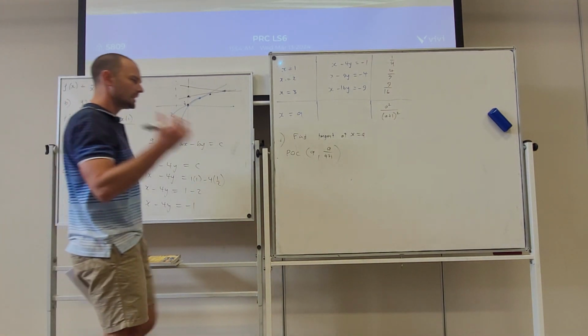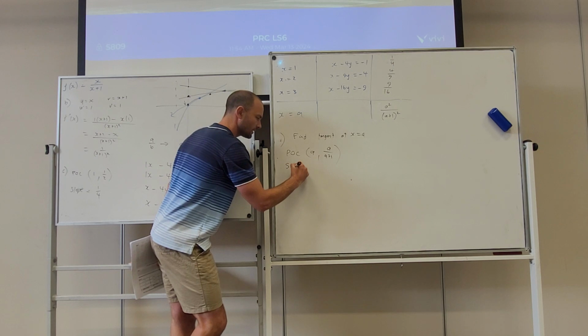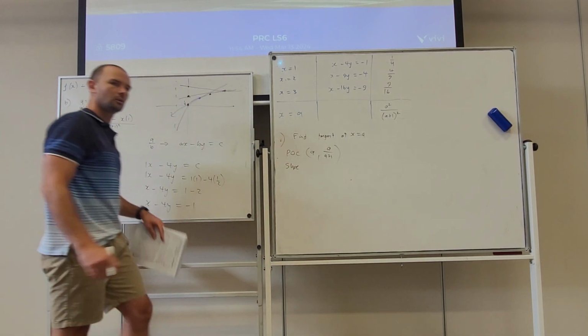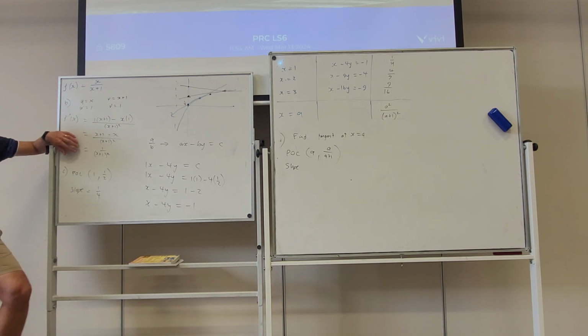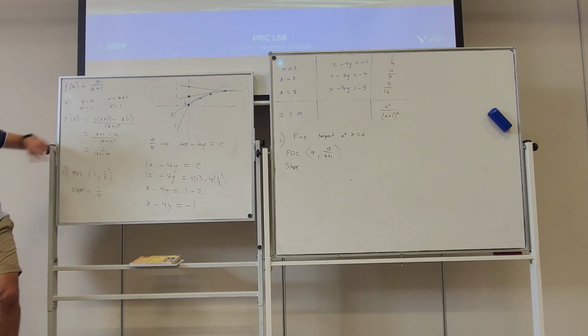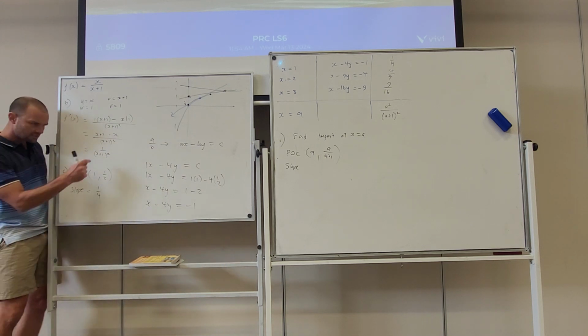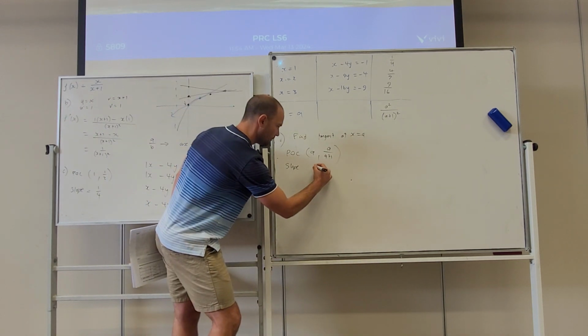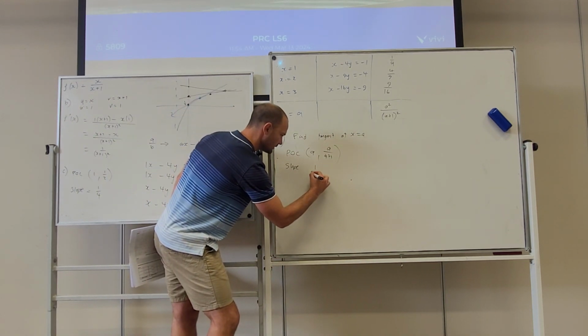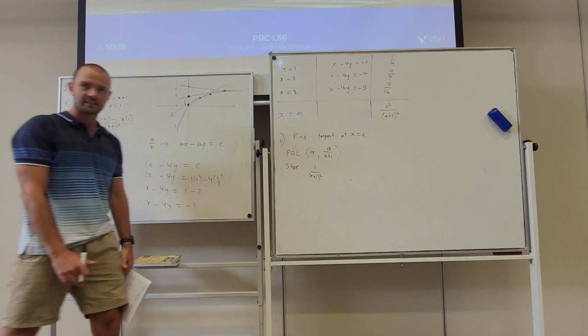Okay, next we need the slope. Now we've already found the slope formula. We did it in part B. All right, and notice how it says 1 on top of x plus 1 squared. All we're doing is putting the a value there. So we're going to have 1 on top of a plus 1 squared. That's the slope.